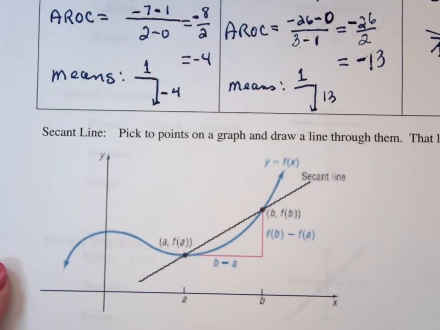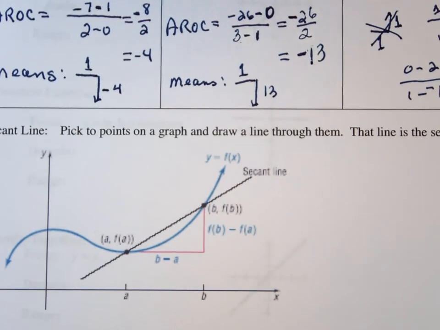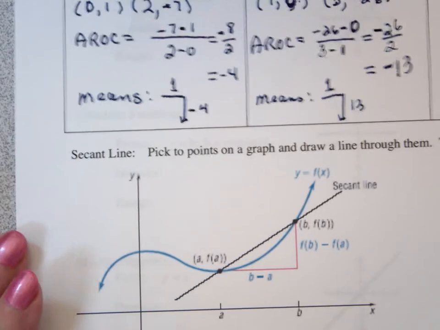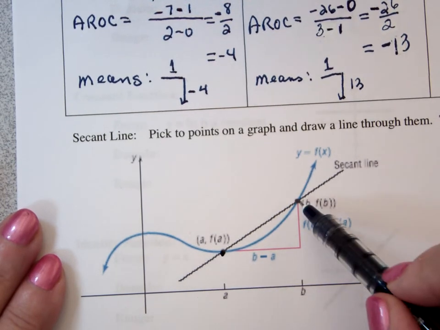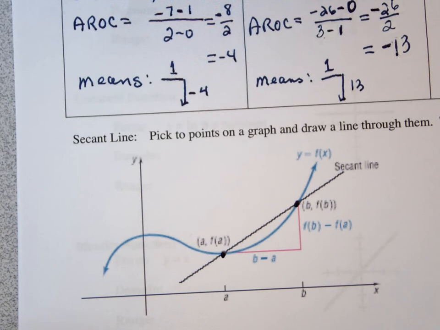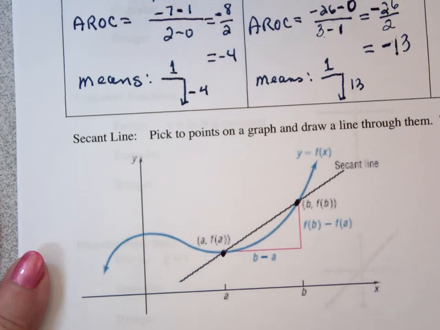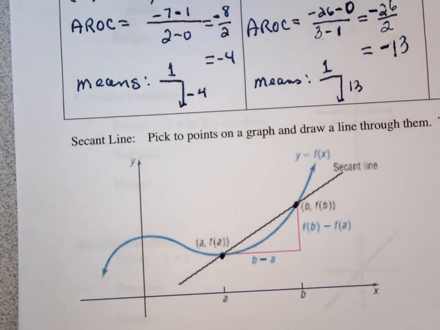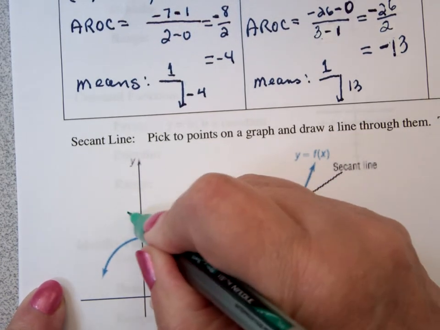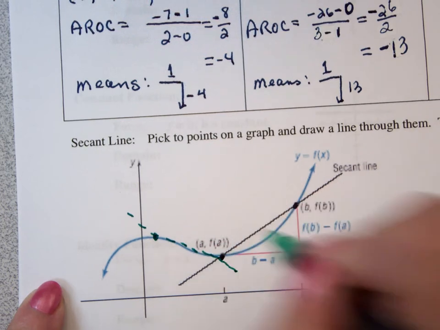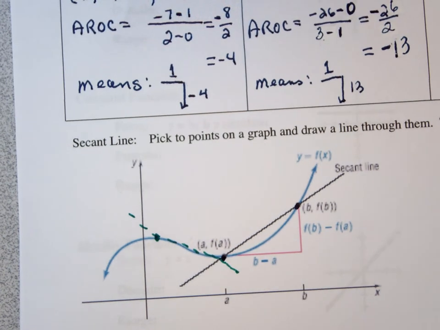Pick points on a graph and draw a line through them, that is the secant line. A secant line is just a line that goes through 2 points on a graph. And the slope will change, as we saw, depending upon what 2 points you pick. I picked 2 different points. That secant line will have a completely different slope. But it's dependent upon the 2 points that you pick.